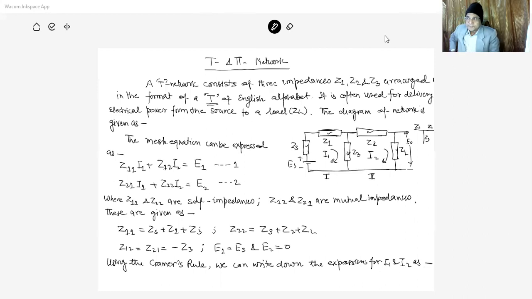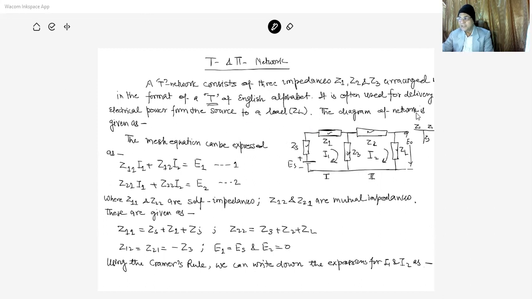Good morning, friends. After a long time, I am coming again to the next topic, that is the T and pi network, which is very useful to make the equivalent circuit of the network, and is often used to deliver electrical power from the source to the load.